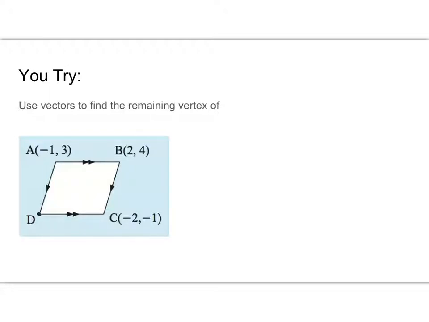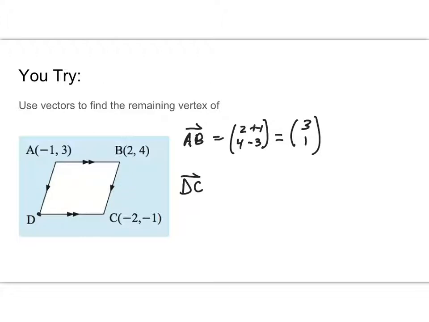Okay, so I'm going to use the vector A to B, and I find that vector A to B is 2 plus 1 over 4 minus 3, which is a vector 3, 1. All right, and then I need to find vector D to C, and that way I can find the vertex. So vector D to C is going to be negative 2 minus the x coordinate of D, and negative 1 minus the y coordinate of D. And that has to equal the same thing as vector A to B for these to be a parallelogram. So that has to equal 3, 1.